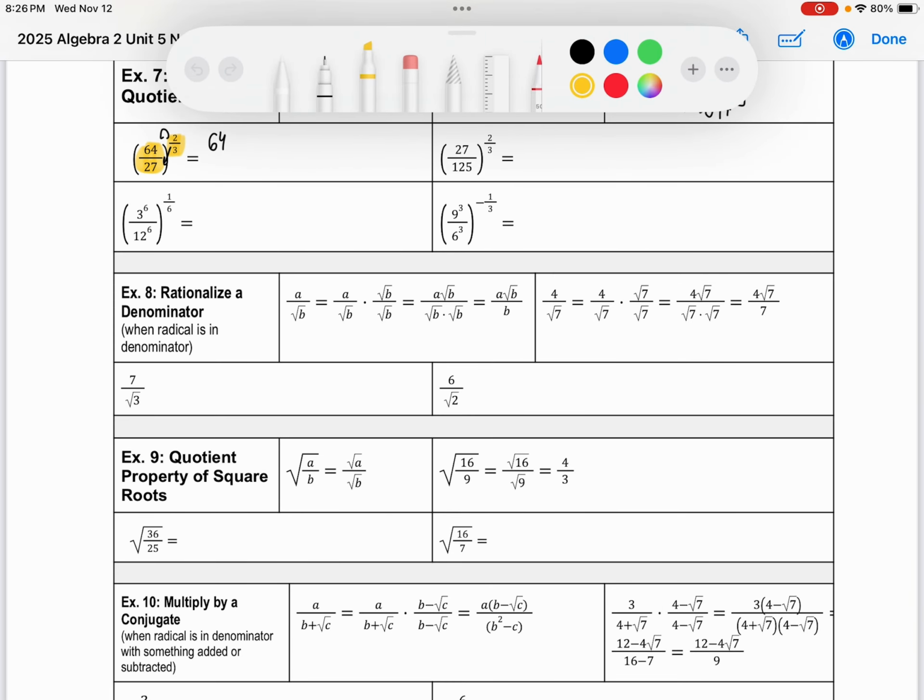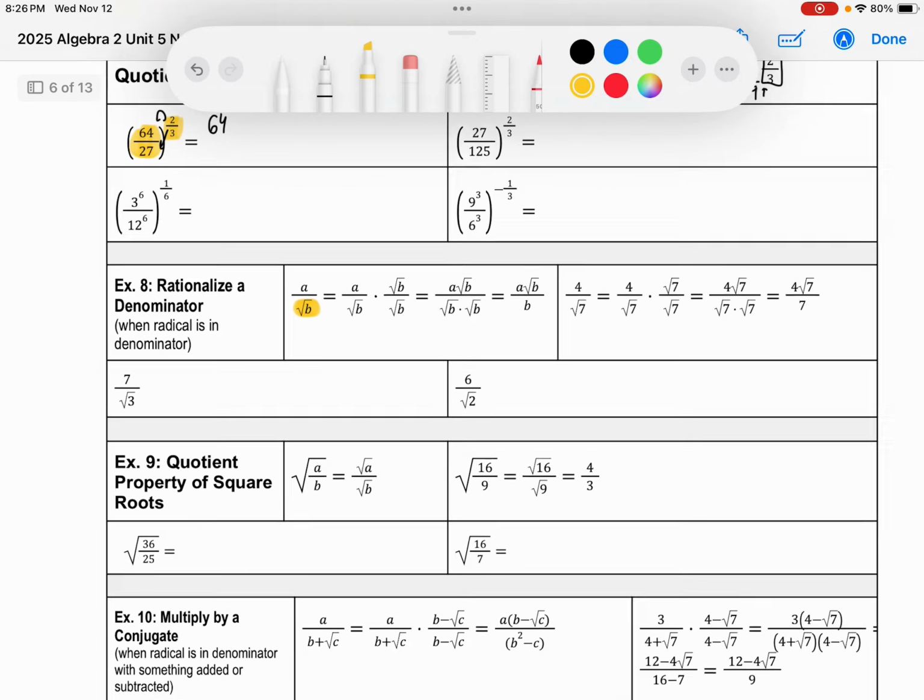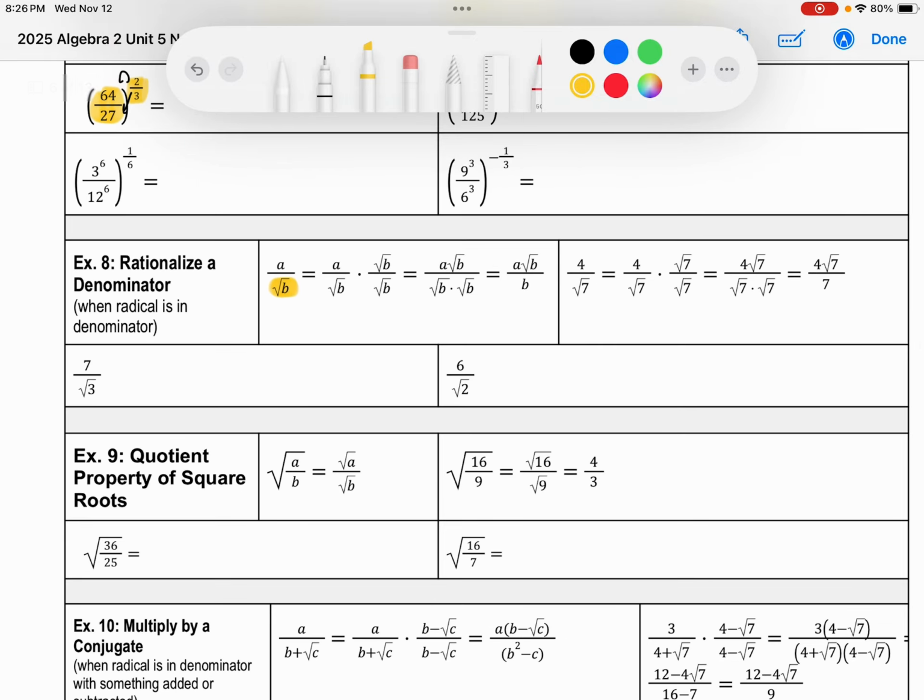Okay, example 8 is all about trying to get rid of the radical in the denominator of the fraction. So if we have something like a over the square root of b, we want our final answer to not have that square root in the bottom of the fraction. The way we can get rid of that is by multiplying by the square root of b over the square root of b. The reason that this works is because when we multiply the square root of b times the square root of b, those square roots cancel out and give me just b.